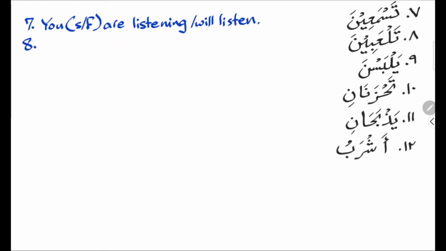Number 8 is تلعبين. Again, that's on the same wazn of tasma'ina, which is wahid mu'annath hadir. You, singular female, are doing or will do, and it comes from the root word of la'iba, which means to play. So it means you, again, singular female, are playing or will play.